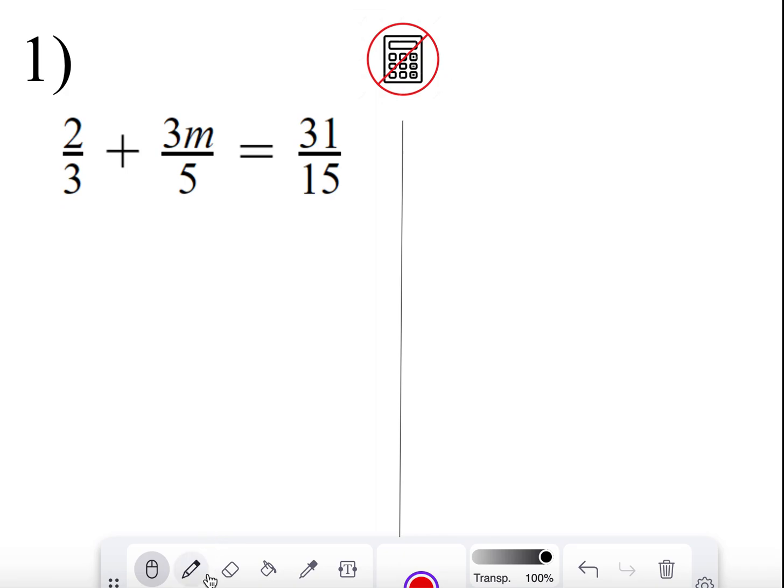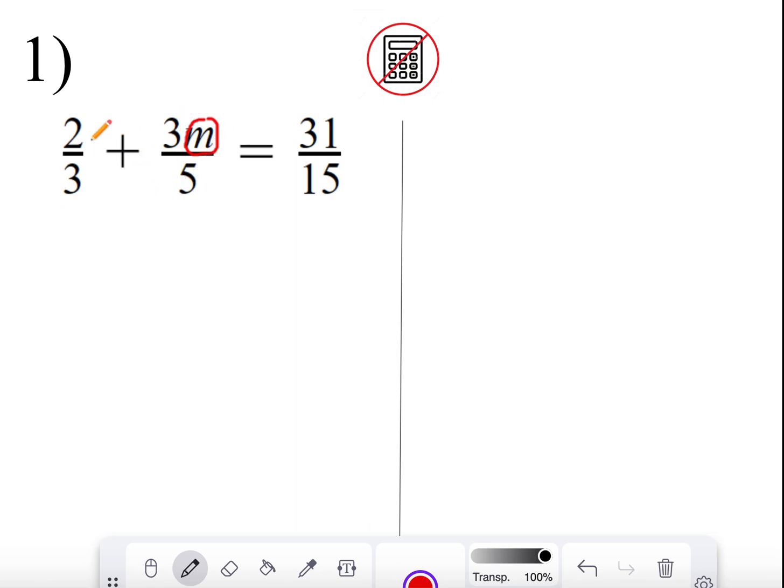All right, let's take a look at example number 1. This equation is involving fractions, as you can see. We've got 2/3 and we're adding 3/5 m. This 3/5 is being multiplied to m, is equal to 31/15. So you notice how here's our variable, here's our m, and it's connected to 3/5. Remember, that's connected, like that's our closest friends.